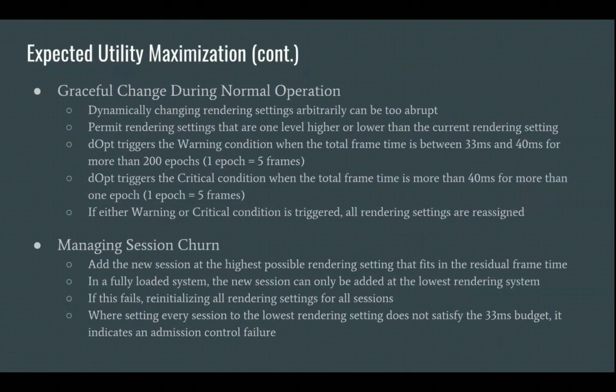So the next things that we have are two major conditions, which are warning and critical. Now, DOPT triggers a warning condition if the total frame time is between 33 milliseconds and 40 milliseconds. And it triggers a critical condition if the total frame time is more than 40 ms. So during these conditions, DOPT has to take charge to lessen the value of rendering settings such that the frame time is below 33 milliseconds.